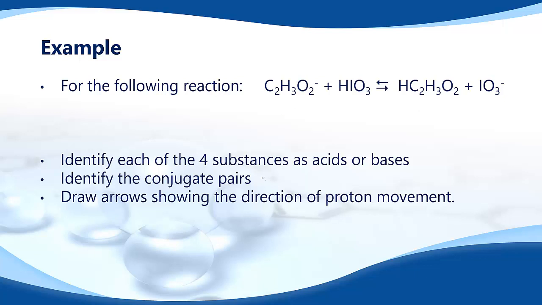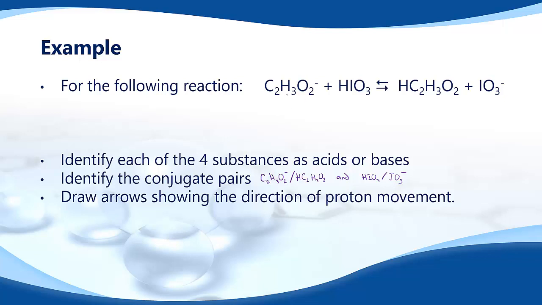So our first set of pairs is we have acetate, C2H3O2 minus, and that's going to be paired with HC2H3O2. Our second pair is going to be HIO3 with IO3 minus. Right, so those are our two pairs. Now to identify them as acids and bases, what we're actually going to do is look at what's happening in the reaction.